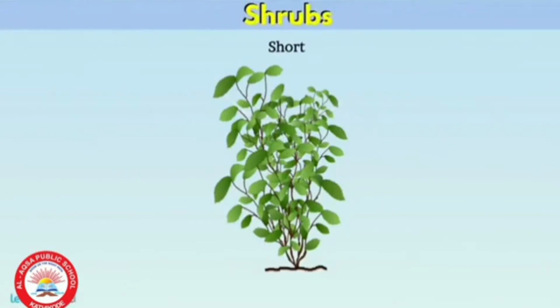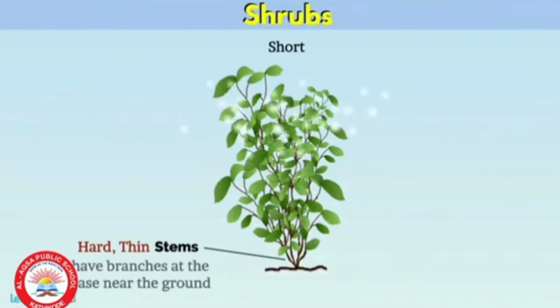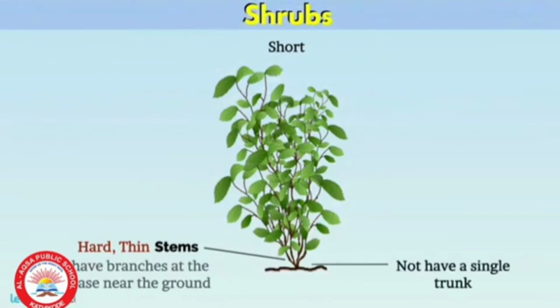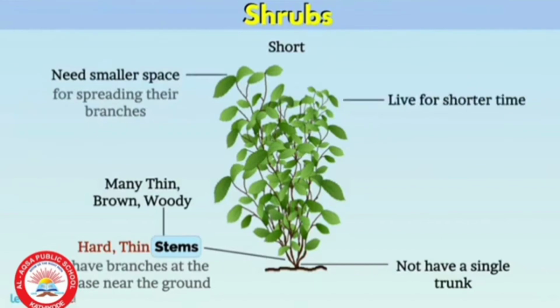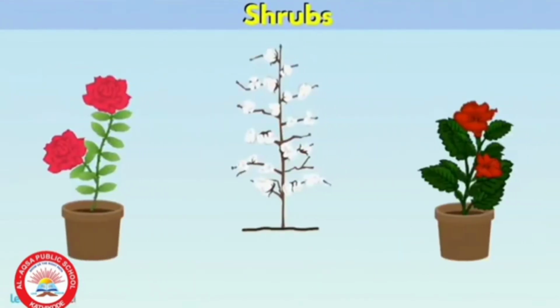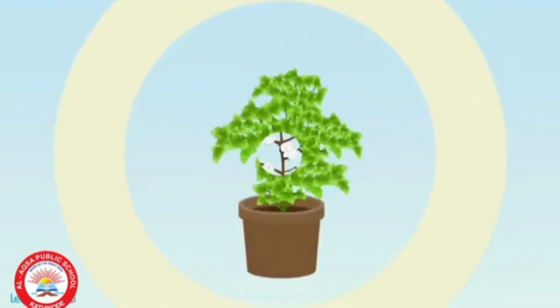Next one, shrubs. They are short and they have hard, thin stems, and they have branches at the base near the ground. They do not have a single trunk, and they have many thin brown woody stems, and they need smaller space for spreading their branches, and they live for some years. Examples: rose plant, cotton plant and hibiscus plant.